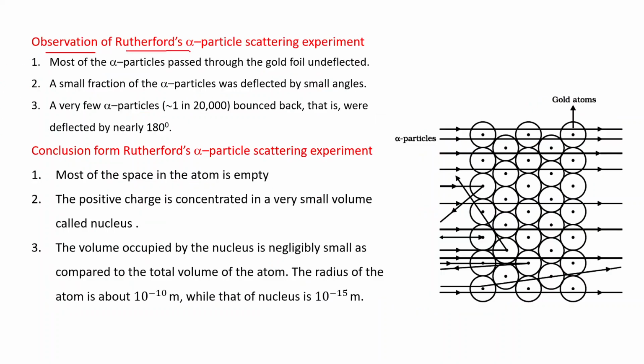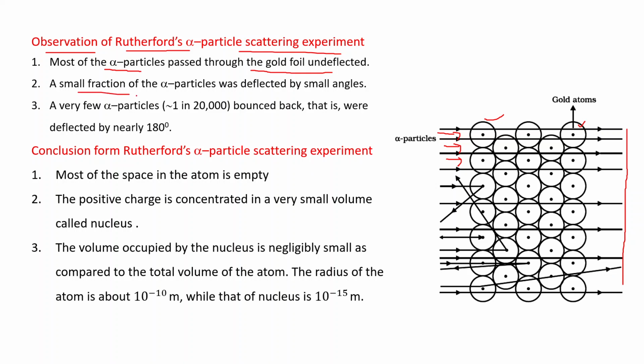Observations of Rutherford's alpha particle scattering experiment. Most of the alpha particles pass through the gold foil undeflected. You can see this representation. This represents the thin sheet of gold metal and these represent the gold atoms. Alpha particles are bombarded from this side, and most of these alpha particles passed straight without any deflection.